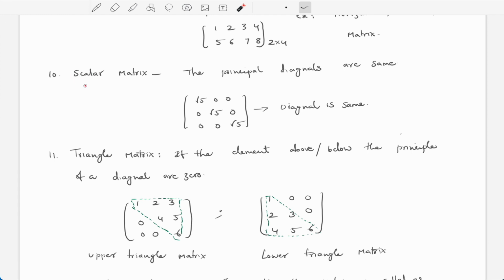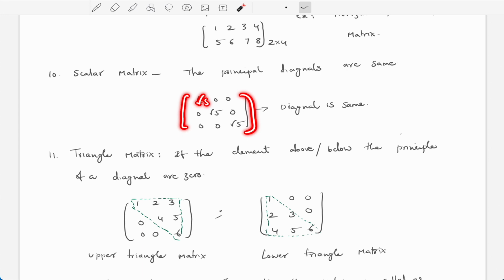After that, we're going to have something known as scalar matrices. What is a scalar matrix? The principal diagonal entries are the same. If these are the same, then we simply call it a scalar matrix.